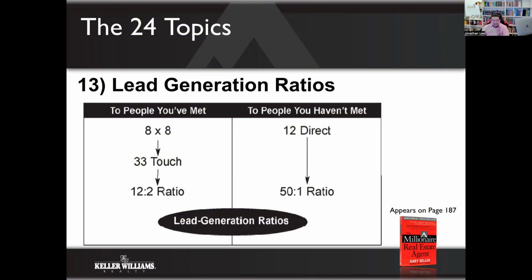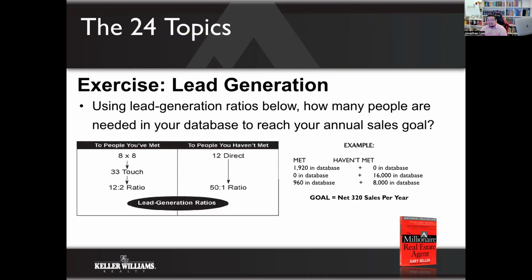Now, the ratio is this. For the people you've met, based on the studies, if you do an 8x8, 33 touches, 12 of them, 2 will become a sale. Meaning, once someone saw you at the sales gallery or met you in your first appointment, if you follow up with 12 people consistently with this system, likely you have 2 sales. One of the sales will be a referral, and the other will be a new sale. For the people you have not met, if you do 12 direct, every 50 you will get 1. That's the ratio.